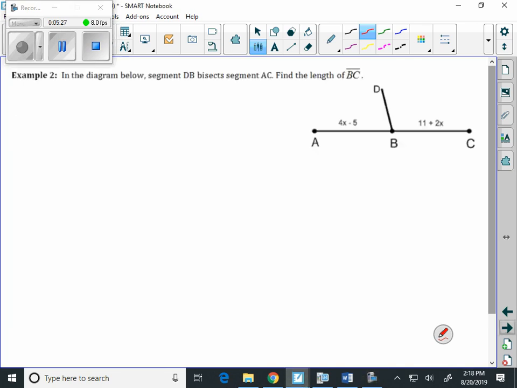Let's look at an illustration of this as we flip our paper over. So it says in the diagram below, segment DB, so let's fix D here so that we've got a point on there, segment DB bisects AB. So what that's going to tell us here is that B is our midpoint. It's right there in the middle. And we want to ultimately find the length of BC, but since B is a midpoint, we can take 4x minus 5, and we can set it equal to 11 plus 2x.